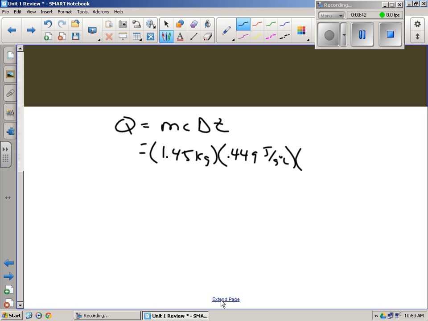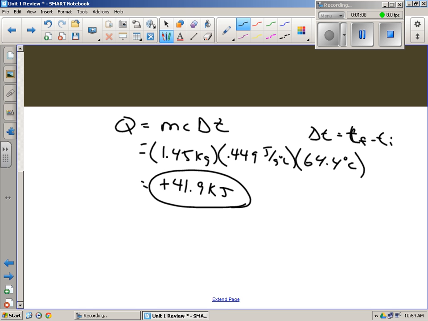So 85.4 minus 21. Delta T here, of course, don't forget, is final minus initial. So it could be negative, it could be positive. Keep that in mind. This is 85.4, so that's a difference of 64.4 degrees Celsius. That all works out to be a positive 41.9 kilojoules, and that is how much energy is required to heat up that chunk of iron in this case.